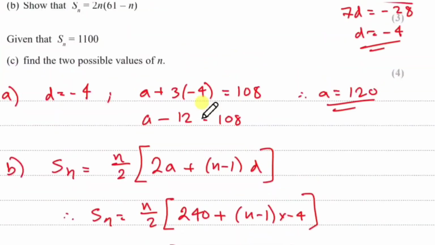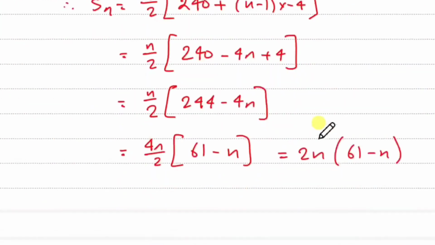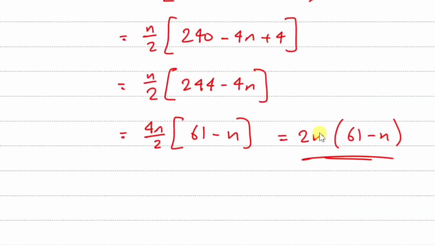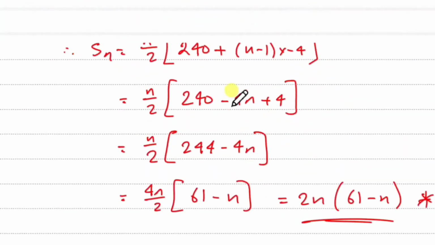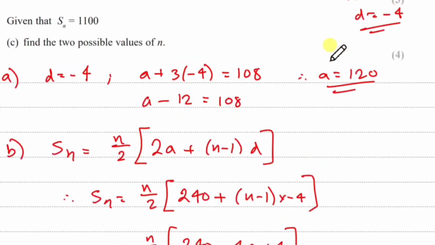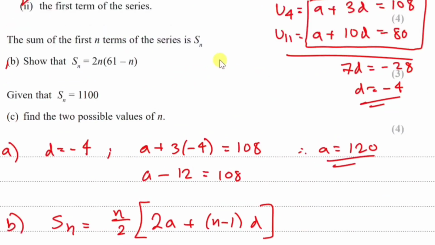Did we show it? Yes, we did it. Nice. If you've shown this one, then this means that your a and d were actually correct. That's another way to check if your answers are actually good so far. So all this being correct, meaning part a is correct.